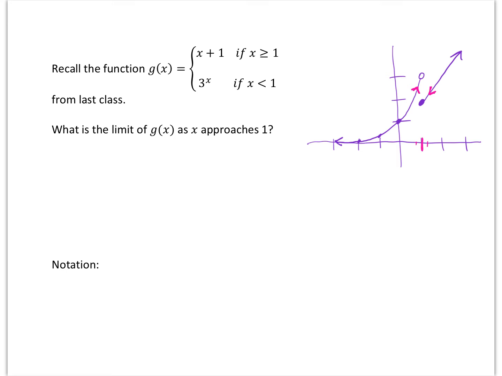So here I would say the limit is sort of 2 and 3, but we have decided mathematically that if you are approaching a different y value from the left and from the right, we say that the limit actually does not exist.